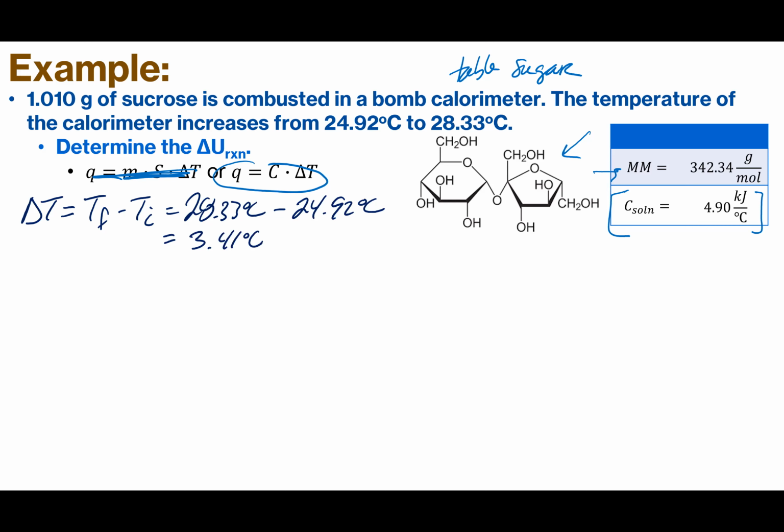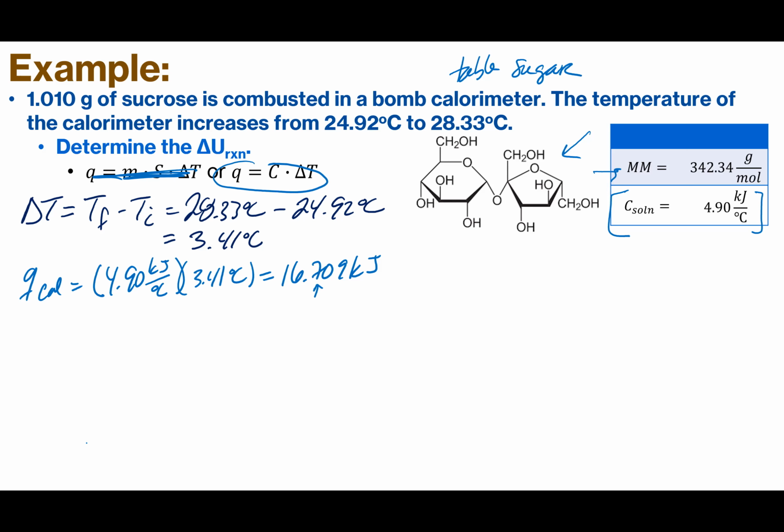We don't have an M here. All we have is heat capacity. So we can go ahead and plug this in. So here our Q of the calorimeter is the heat capacity of the calorimeter, 4.90 kilojoules per Celsius times 3.41 Celsius, which is 16.709 kilojoules. Okay, this has three significant figures because both our data pieces have three significant figures.